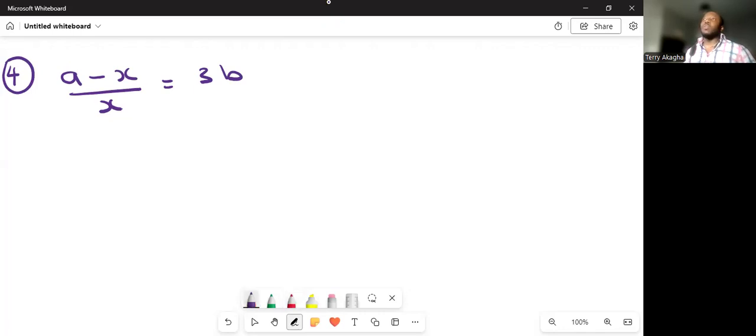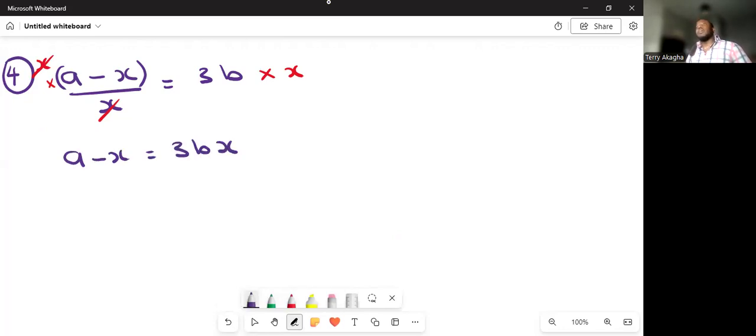Okay, so to get rid of the fraction, you multiply both sides by X. You multiply this side here as well by X. Okay, so this X will cancel this X. So then you're gonna have A minus X is equal to 3BX.